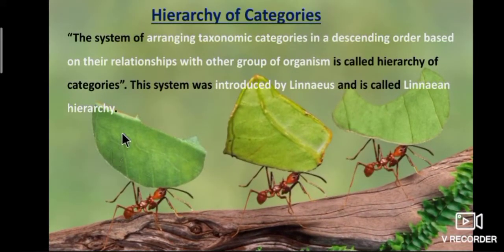After that, we saw the hierarchy of categories. The system of arranging taxonomic categories in a descending order based on their relationships with other groups of organisms is called hierarchy of categories. This system was introduced by Linnaeus and is called the Linnaean hierarchy.